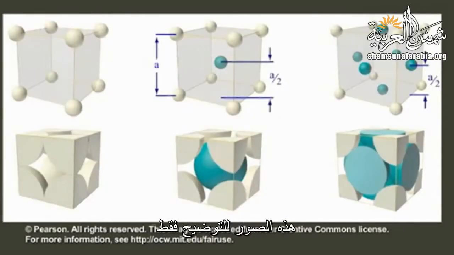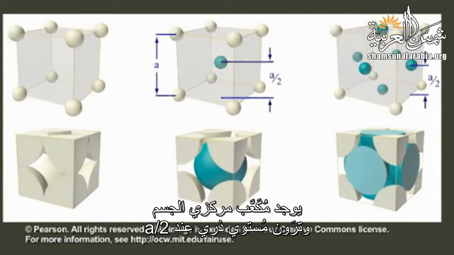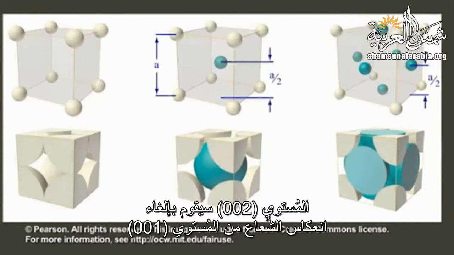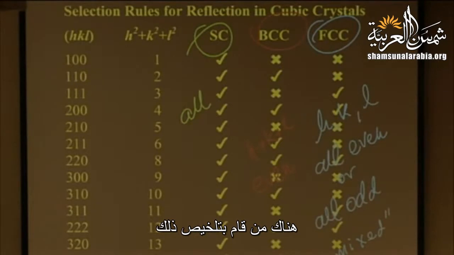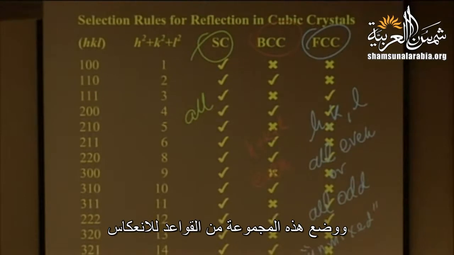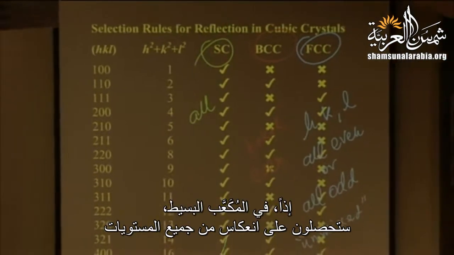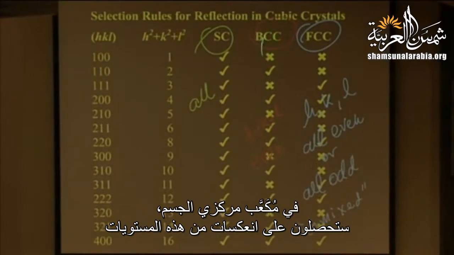Oh, this is just making the point. See, there's a simple cubic. All the planes are reflecting. There's body-centered cubic. That's A over 2. There's face-centered cubic A over 2. 002 is going to cancel 001. You're not going to see anything there. So people have gone through, and they've made this set of rules for reflection. So simple cubic, you get reflection from all the planes. Body-centered cubic, you just get these planes here.